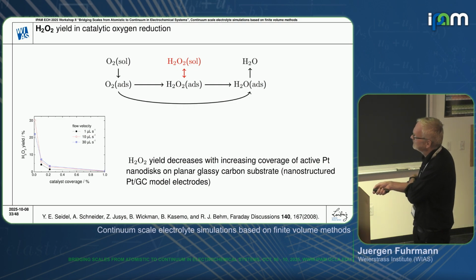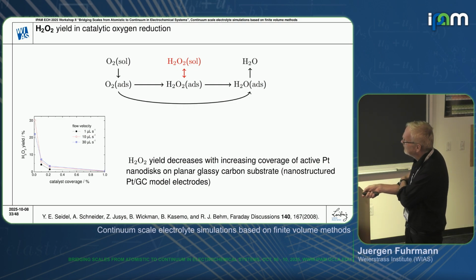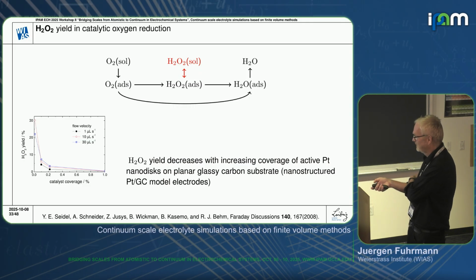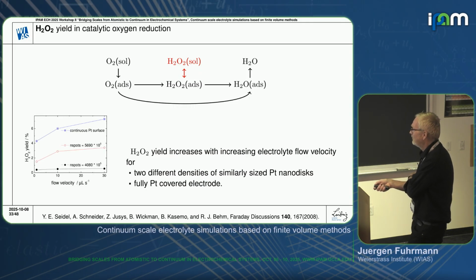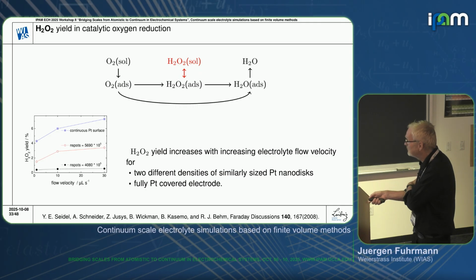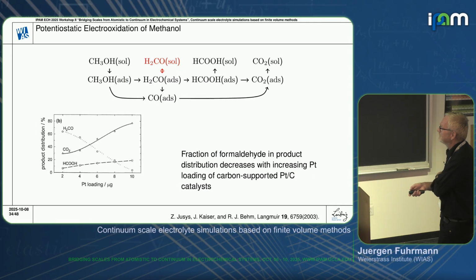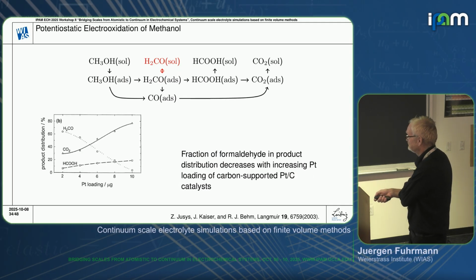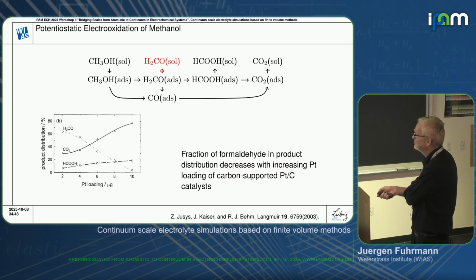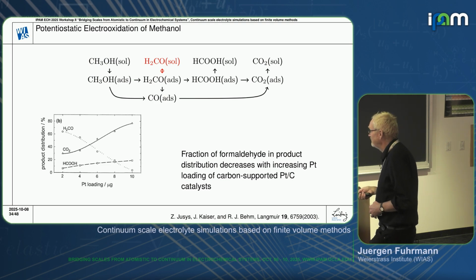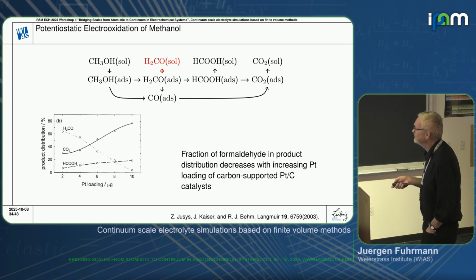And the measurement says that with increasing catalyst coverage, the share of this intermediate product decreases. And also with increasing electrolyte velocity, the share of the intermediate product increases. There's another experiment also with formaldehyde, which is similar, which relates the rate of the intermediate product also to the loading of the catalyst.